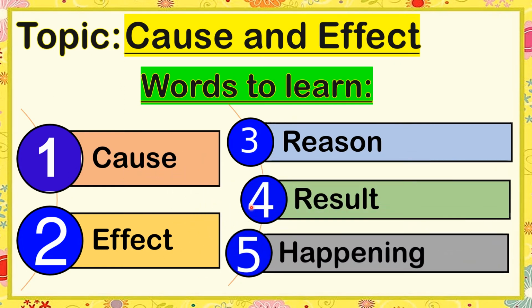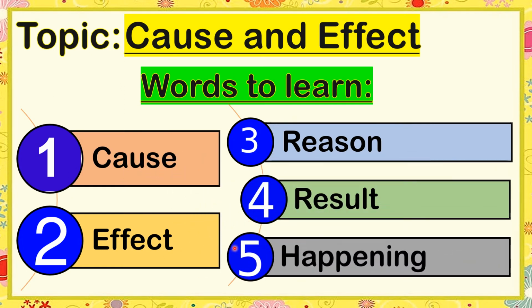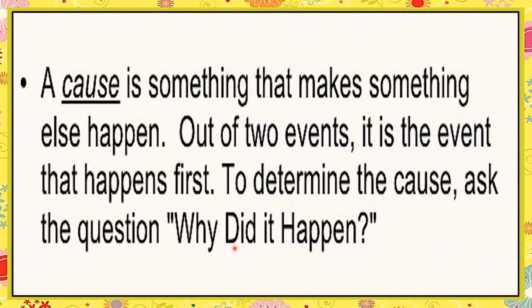And number five, happening. Now, class, let us discuss these words one by one so that later on when we go through our discussion, you will be having an idea or opinion, or you can share your knowledge about the topic that we have for today. So, what is the meaning of the word cause? A cause is something that makes something else happen. Out of two events, it is the event that happens first. To determine the cause, ask the question, why did it happen?